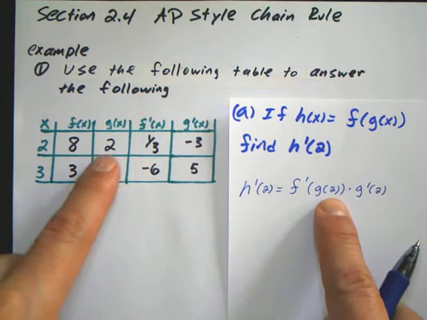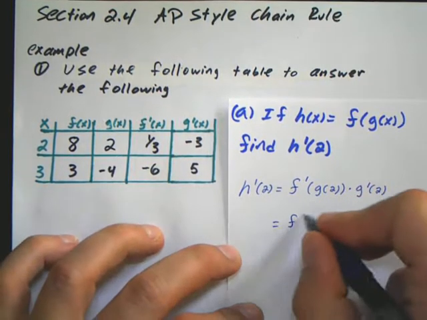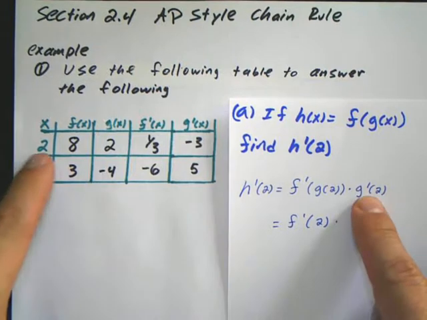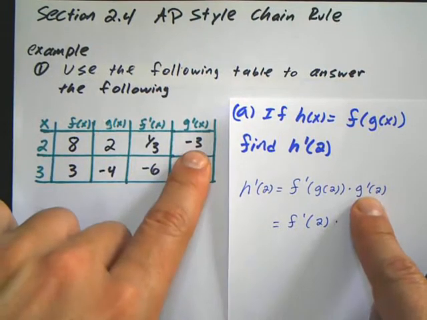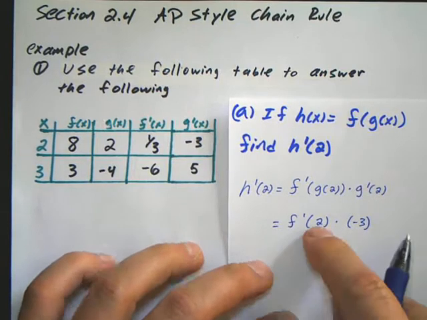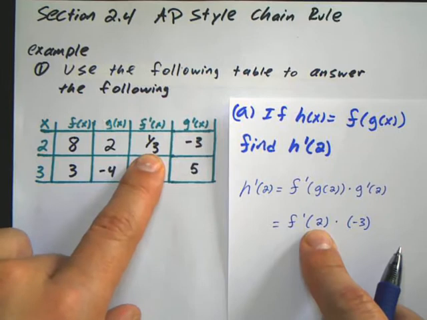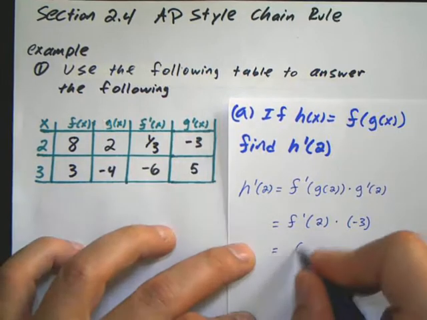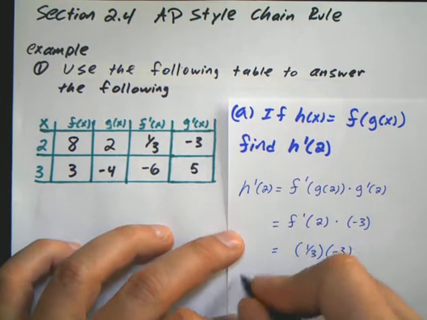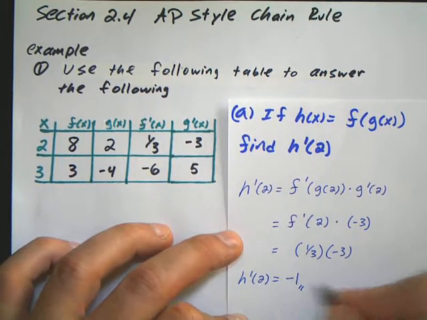g of 2 is given to us as 2, so it's going to turn into f prime of 2. g prime of 2 is given to us as negative 3. And then f prime of 2 is given to us as a third. So it's going to be 1 over 3 multiplied by negative 3. So h prime of 2 is just going to be negative 1, and that's the derivative value.